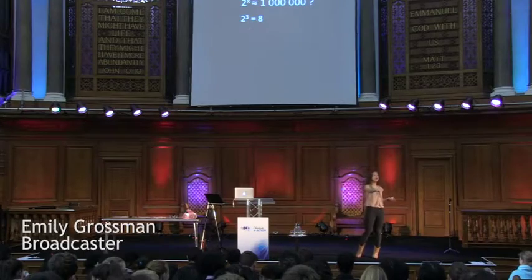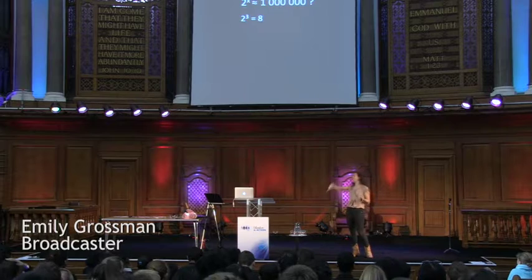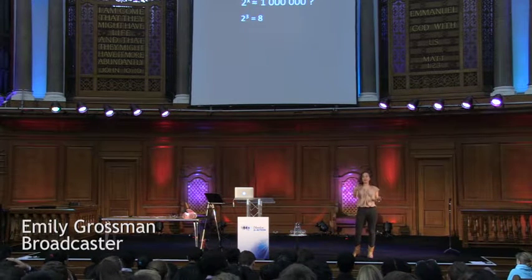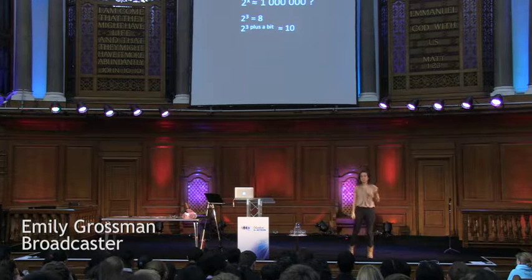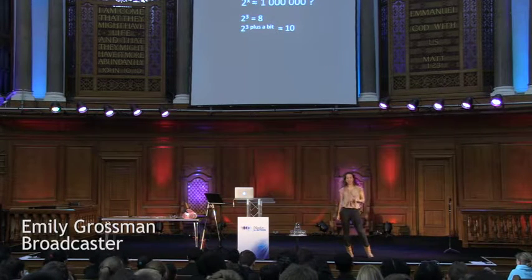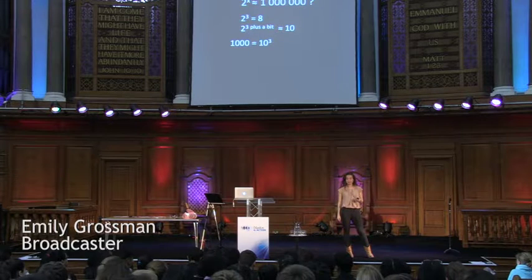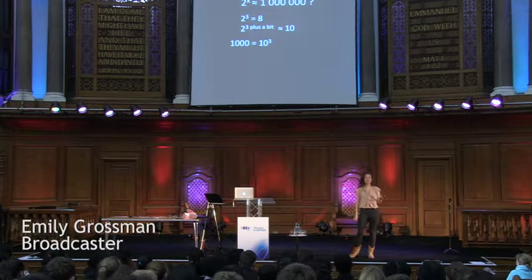So we know 2 to the power of 3 is 8. We know 2 to the power of 4 is 16. That's much too big. So let's say 2 to the power of 3.5 is probably a bit big, so let's round it 3 and a little bit. 2 to the power of 3 and a little bit would give us 10. If we want to get to 1,000, we know that 1,000 is 10 cubed.